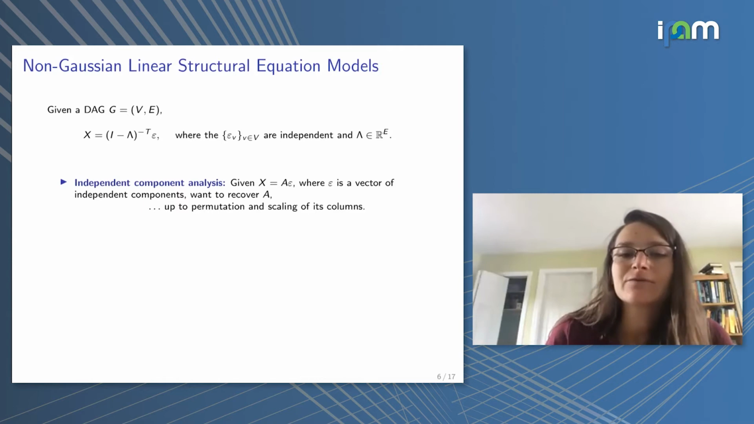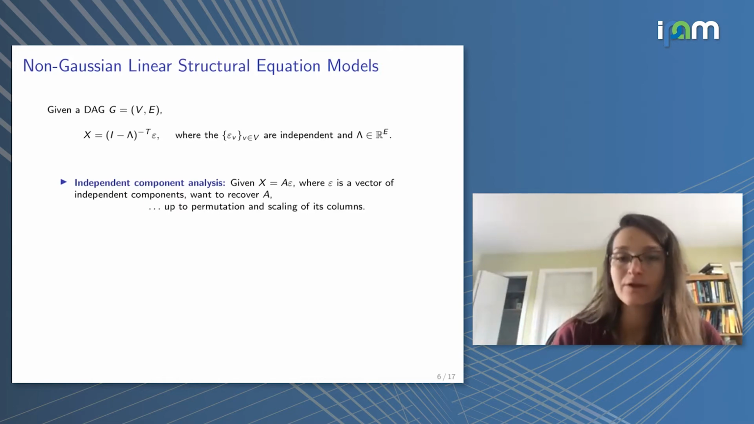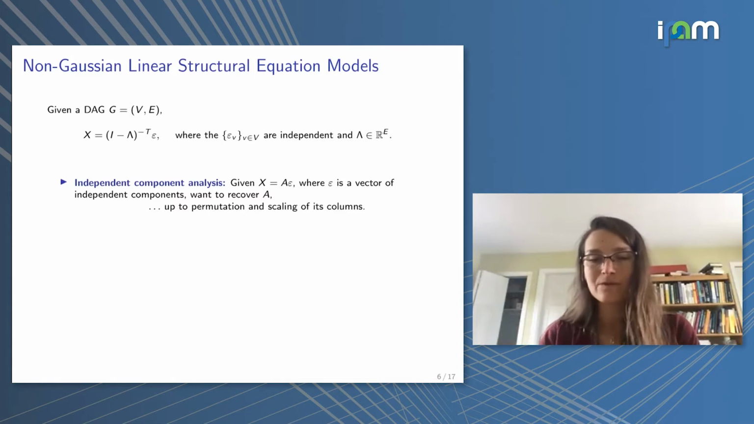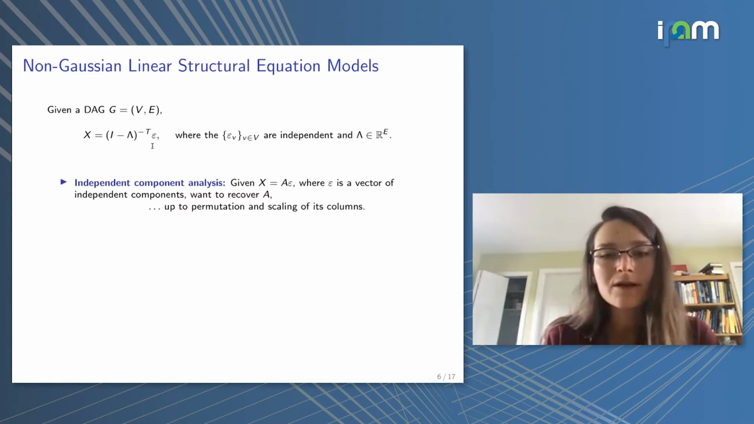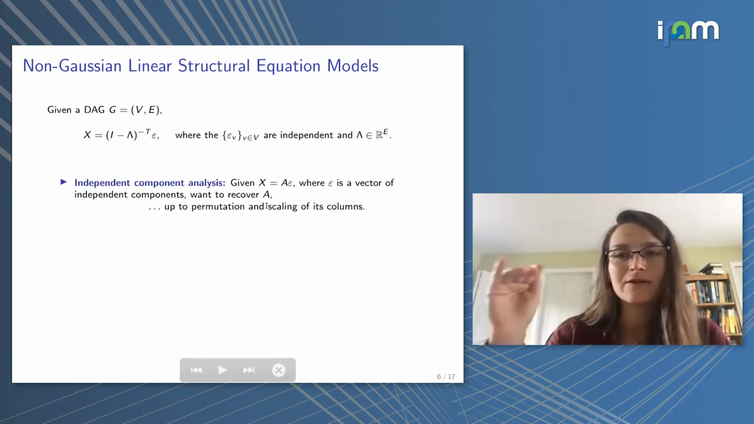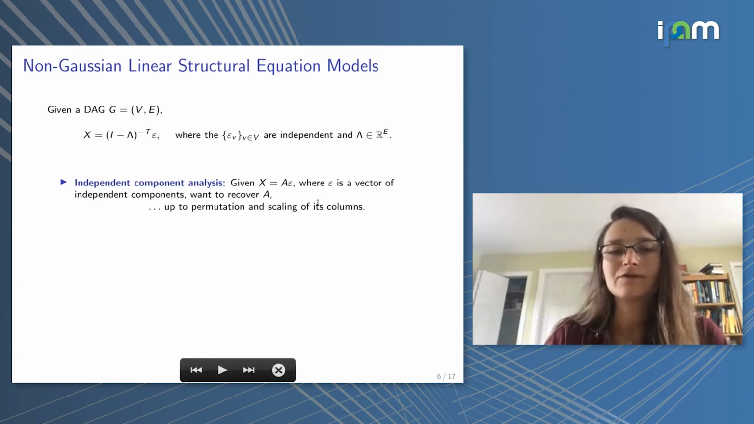And of course, we can't really recover it uniquely. We have to do it up to permutation of its columns, because if you permute the columns of A, that's the same as permuting the noise terms epsilon i. So we can't really know what their order is. And also up to scaling of the columns. Scaling a column means scaling the corresponding epsilon i, and of course we don't know the scale. But up to these transformations, we would like to recover A.